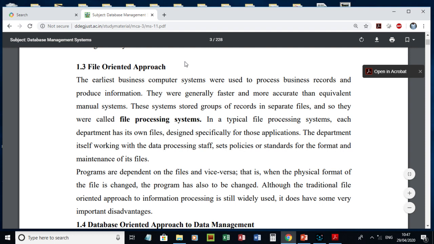Now, programs are dependent on the files and vice versa. Programs are dependent on the file. So they use programs within software. Software are dependent on the files and vice versa. That is, when the physical format of the file is changed, the program also has to be changed. Physical format. Also, you will call entity relationship diagram very soon. But it seems I have to revisit some of them again.